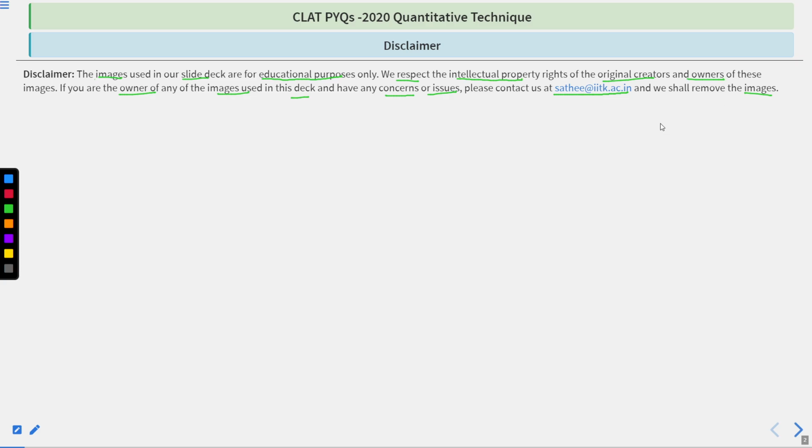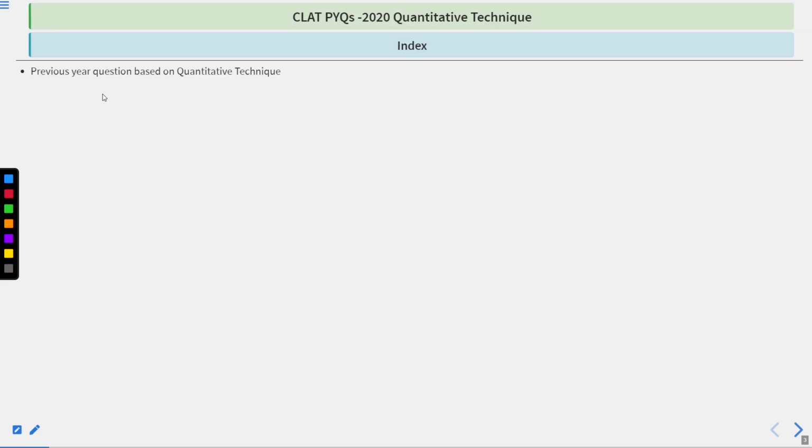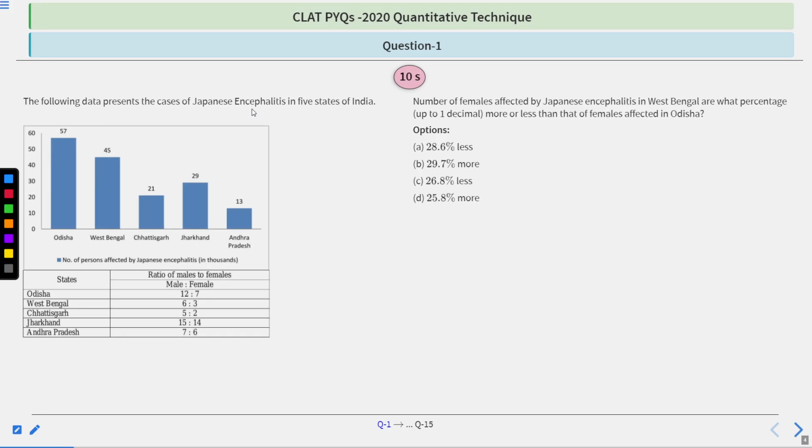Thank you. Now, as we already said, what we are going to do is previous year questions. Let's jump to our first question. Here, as you can see, a chart is given to you. A graph is given to you, and according to that information, a main question is given. Based on the information presented in the graph, you have to solve the main question and then accordingly mark your options.